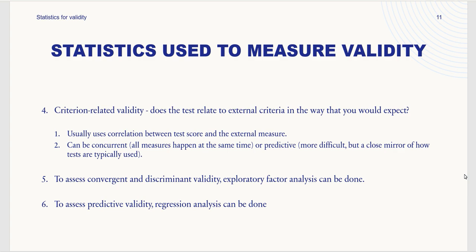नेक्स्ट हमारे पास टाइप है क्राइटेरियन रिलेटेड वैलिडिटी। इसको हम किस तरह से मेजर कर सकते हैं? Does the test relate to external criteria in the way that you would expect. जो एक्सटर्नल क्राइटेरिया है, उसके अकॉर्डिंग ये टेस्ट उस चीज़ को रिलेट करेगा, उसे मेजर करेगा। Usually uses correlation between test scores and the external measure. जो हमारे पास टेस्ट होता है उसके स्कोर्स और एक्सटर्नल मेजर को कंपेयर करके, कोरिलेट करके हम एनालाइज कर लेते हैं। Can be concurrent, all measures happen at the same time.